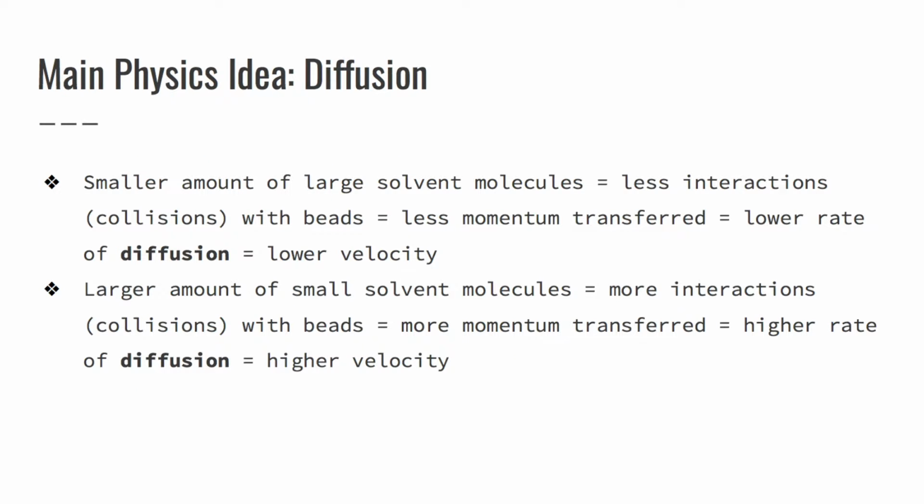In the solution with both the water and the dish soap, if there is a smaller amount of large solvent molecules, there are less interactions or collisions between the beads. This means that there's less momentum that's transferred and there's a lower rate of diffusion and thus a lower average velocity. In the solution with just the water molecules, there's a larger amount of small solvent molecules and there's more collisions between the water and the beads. So there's more momentum transferred between them, and there's a higher rate of diffusion and a higher average velocity.